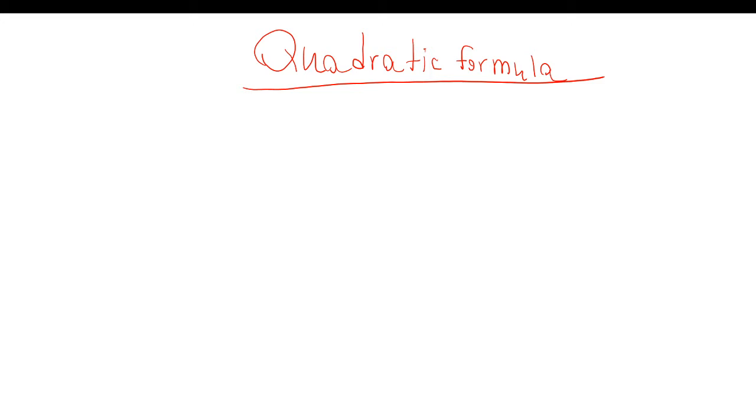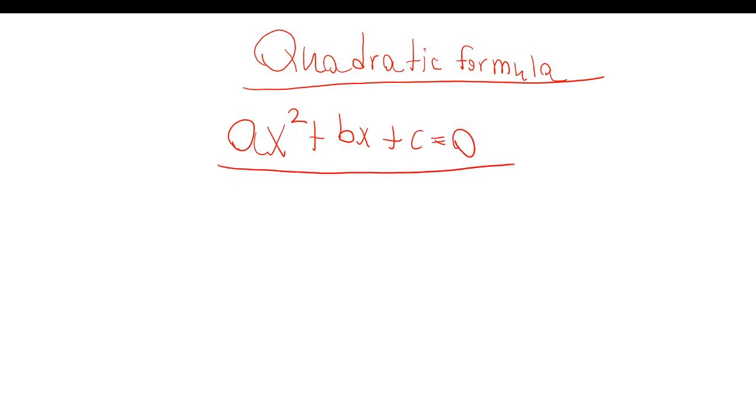Anyways, let's get started. Quadratic equations are always given in the form ax squared plus bx plus c, which is all equal to 0. This is the standard form for any quadratic equation, where a, b, and c are constants. They're all set equal to 0.